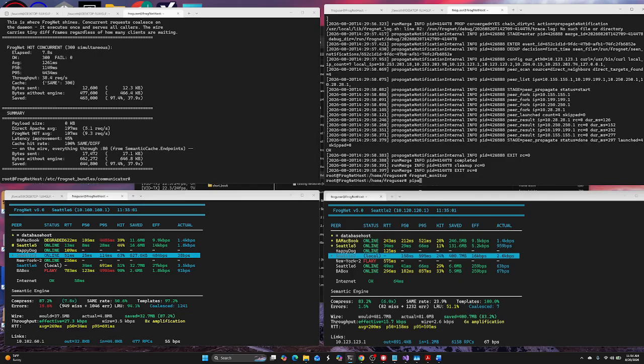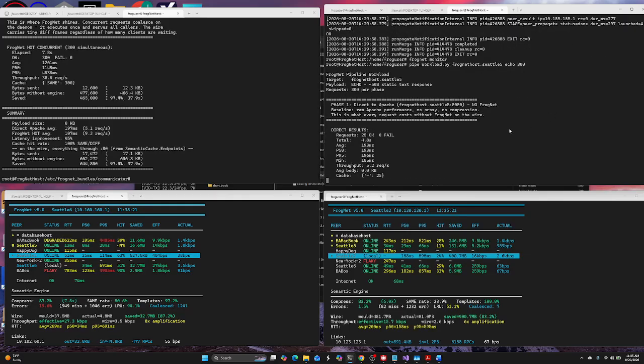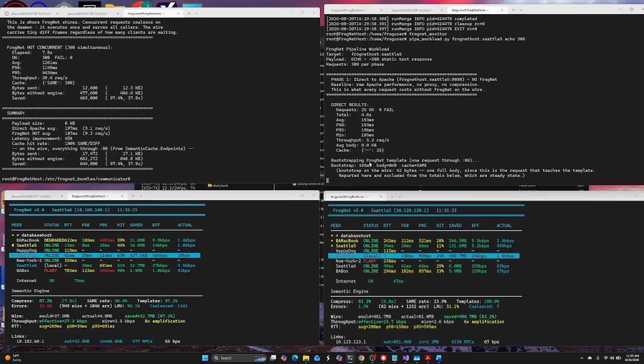So if I do a pipe workload to FrogNet host dot Seattle 5, and we're going to do the echo test again, and we're going to do 300 of them again. So this time it's going the opposite direction. The first time it went this way. This time it's going this way.